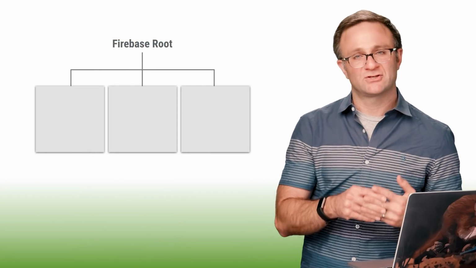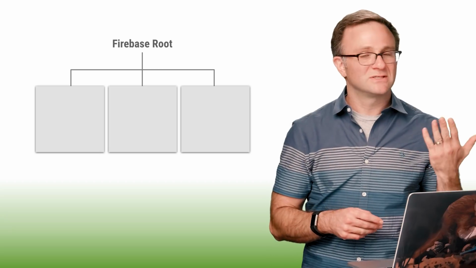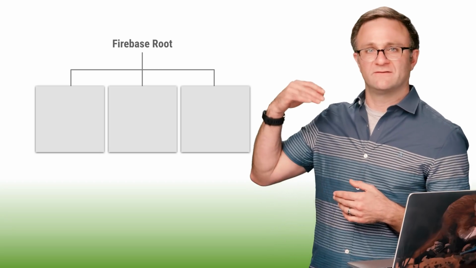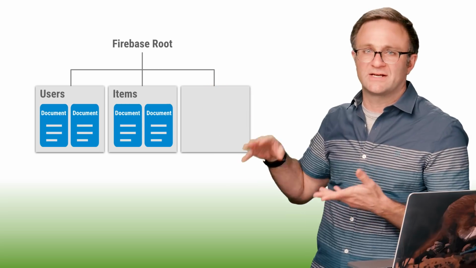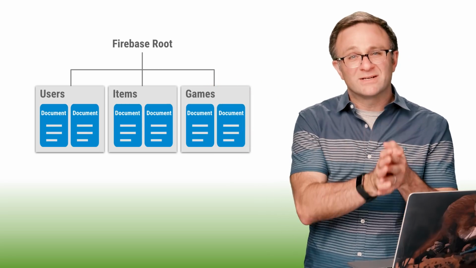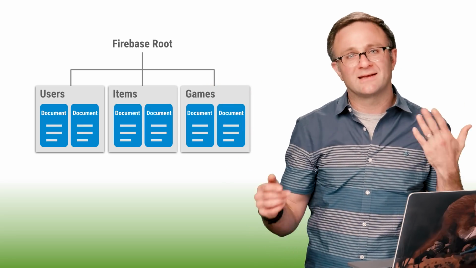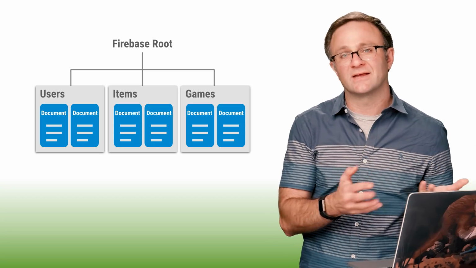The third rule is that the root of your database can only consist of collections. Now, in a normal production app, this is going to feel pretty natural. You're going to have your collection of items and your collection of users and your collection of games or what have you. The one time it's going to seem kind of weird is when you're creating a little test app like ours and you just want to save two strings.